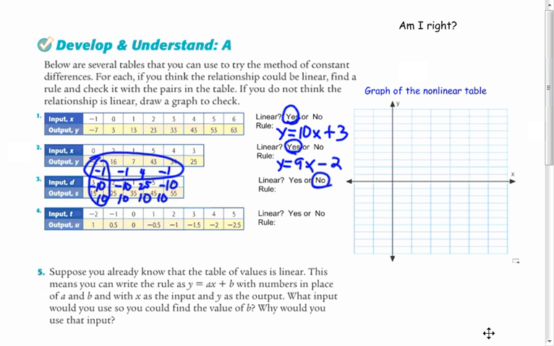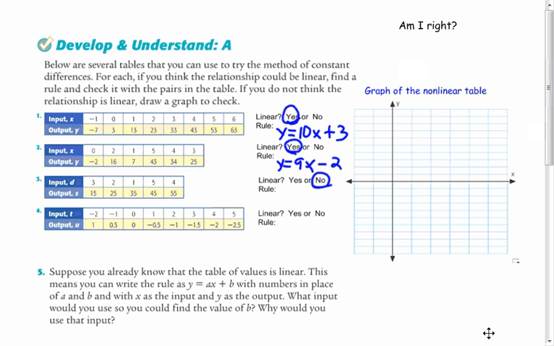Since we have a no, we're not going to write the rule. But just to make sure, we're going to graph this to check our results. And if it's a linear relationship, the dots should all line up. If it's not linear, nonlinear, then they shouldn't all line up.